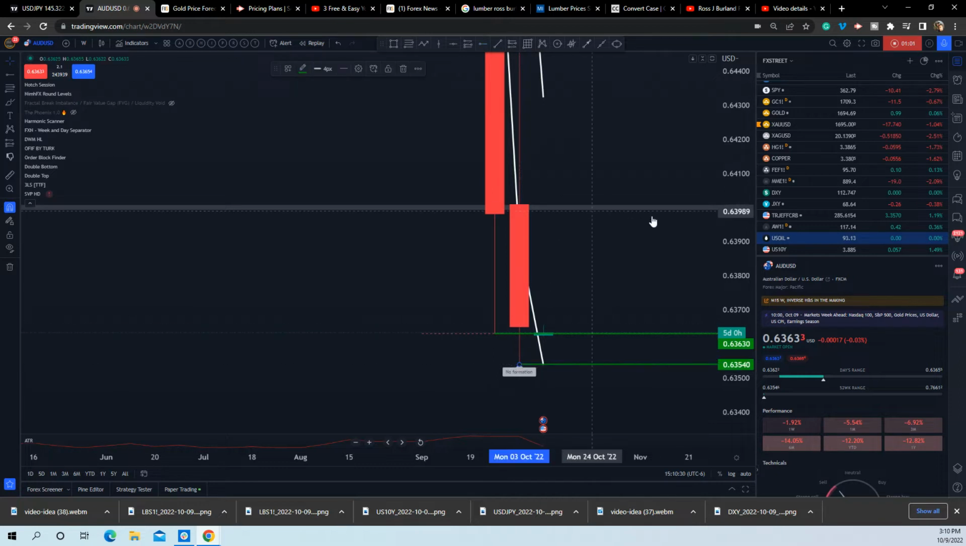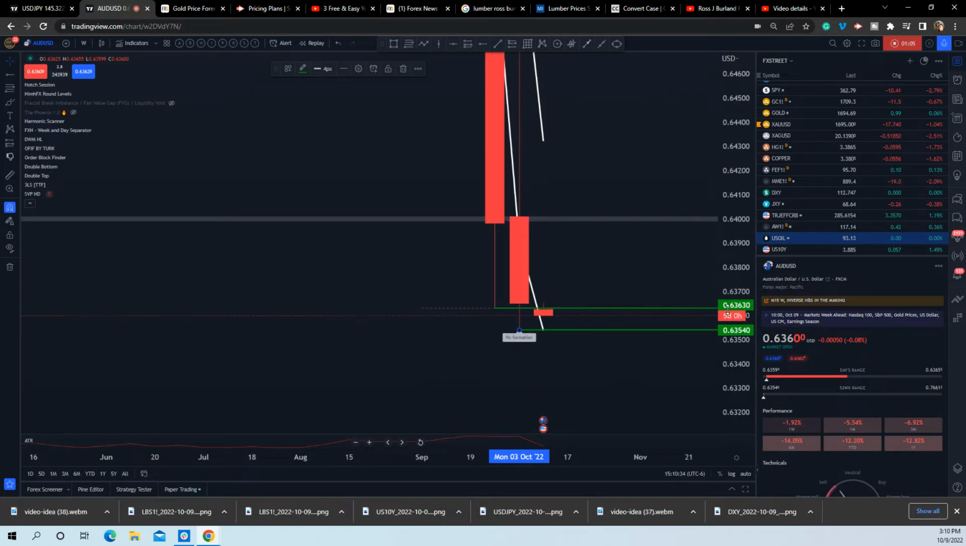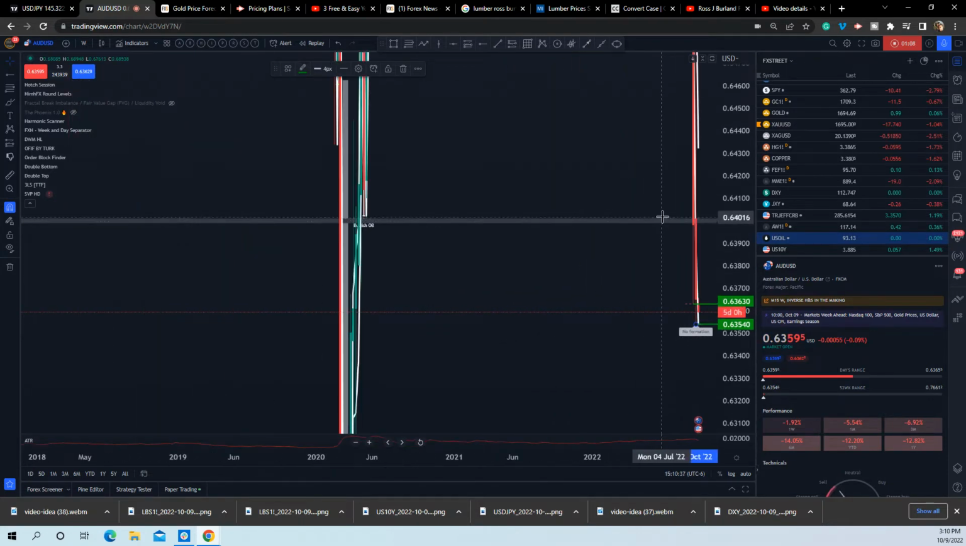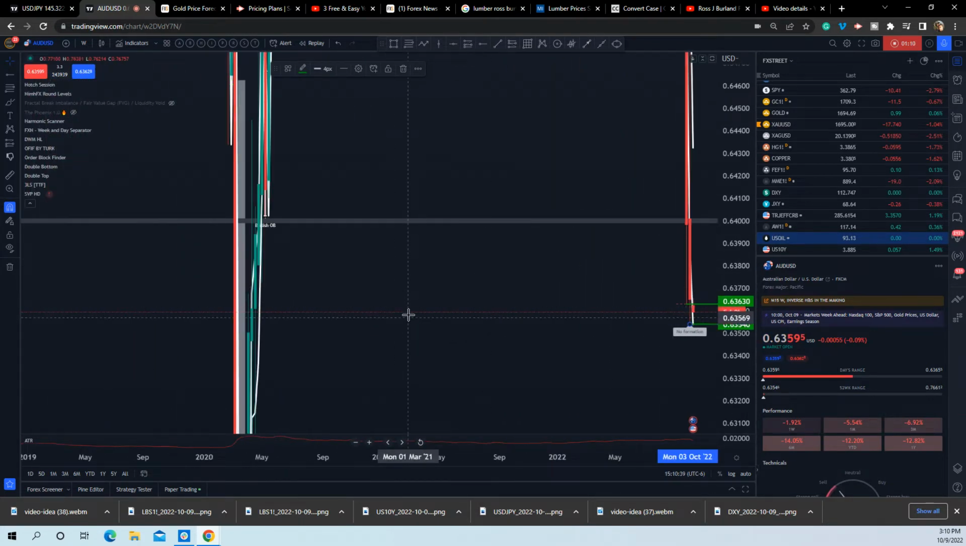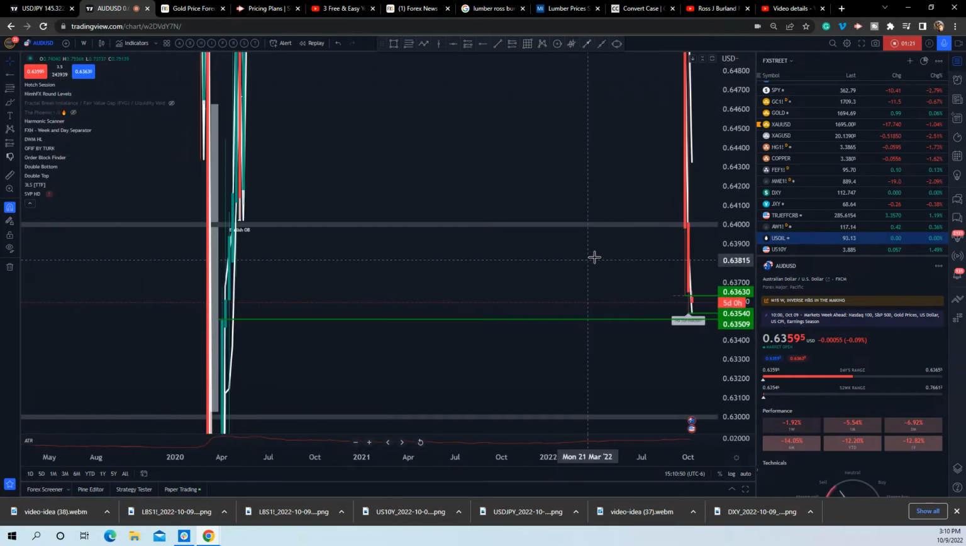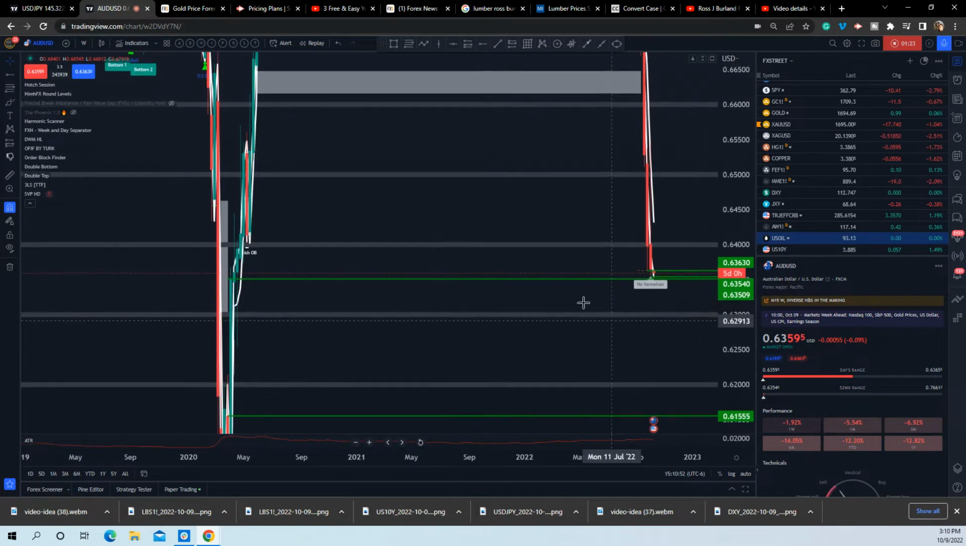Friday we closed down. We struck a low of 63.54. So that is the line in the sand for today. If we can get through 63.50, we are off to the races on the downside. Okay, so there we go on the weekly outlook. Sorry, just to finish up, we have resistance in and around here.